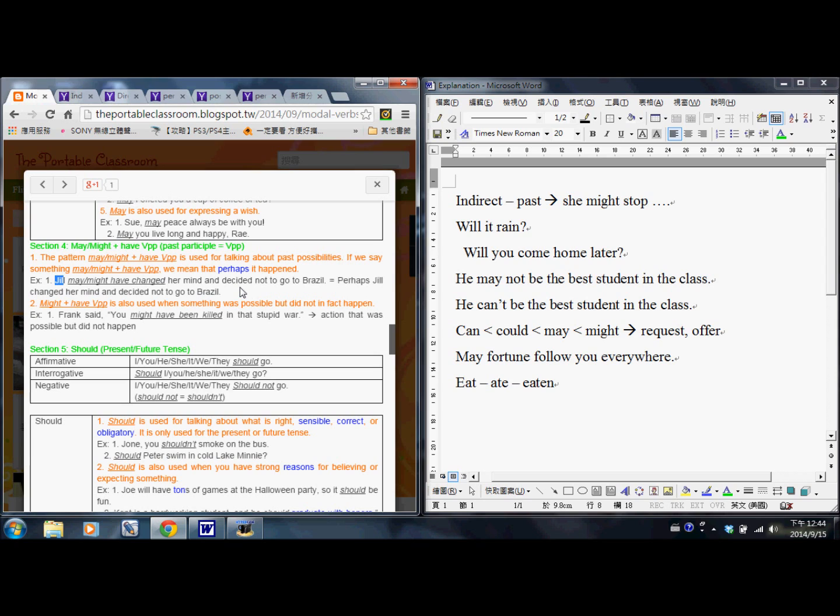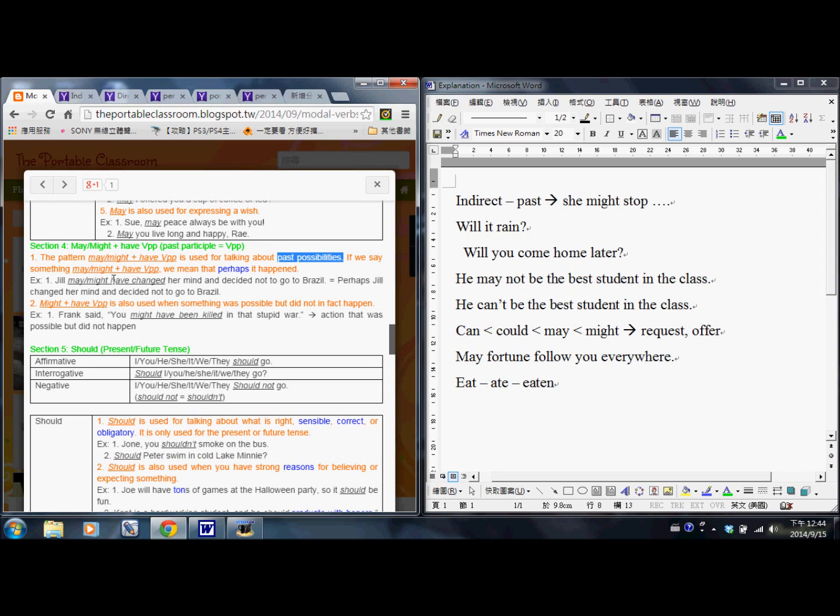Let's look at the last section of how to use may and might. Section 4. May and might with "have" and verb pp. Verb pp refers to verb past participle. Like over here, eat is the root verb, ate is the past tense, and eaten is the past participle. Point number 1. The pattern "may, might with have and verb pp" is used for talking about past possibilities. So talk about past possibilities.